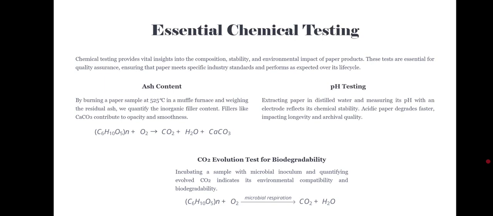pH testing indicates paper acidity or alkalinity, influencing longevity. Acidic paper degrades faster, impacting longevity and archival quality.